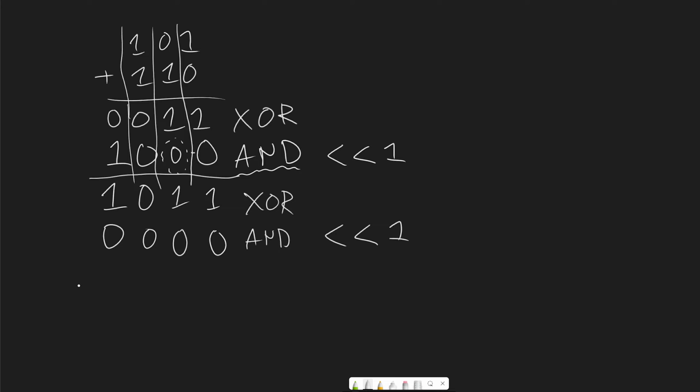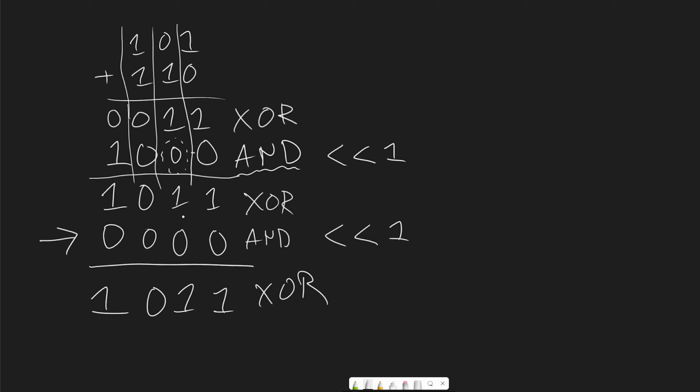Why is that? Well, let's say we were to continue on. XOR of 1011 with 000 would just be the same thing. So obviously we don't want to continue forever. So this is where we know that our process of adding the two numbers is finished, when this value here is 0, right? That's when we know that we're done.